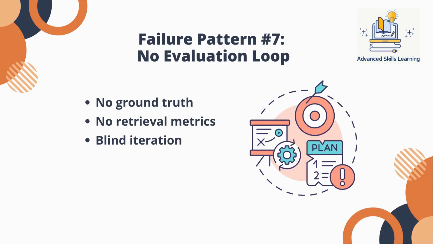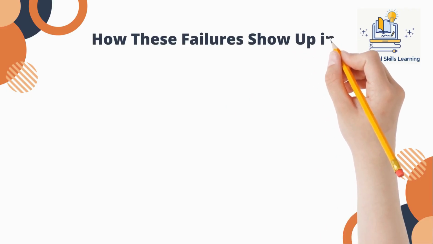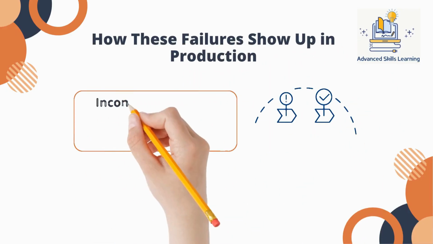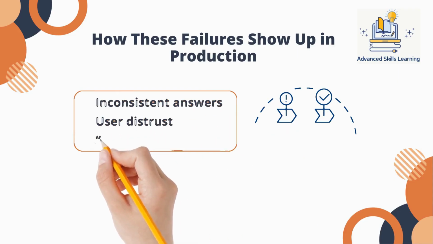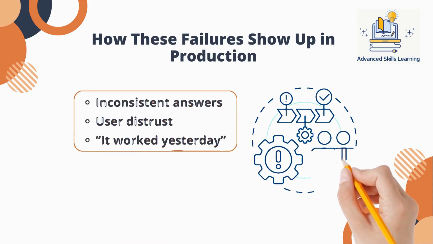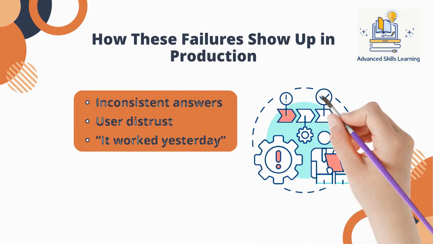In production, these failure patterns show up in very familiar ways. Users get inconsistent answers to similar questions. Trust in the system slowly erodes. Teams hear comments like, "It worked yesterday," or "Sometimes it's right, sometimes it's not." These are not random bugs, they are predictable symptoms of retrieval problems.